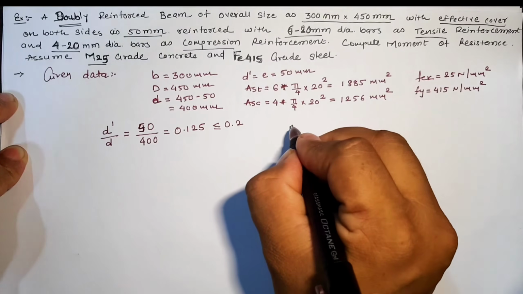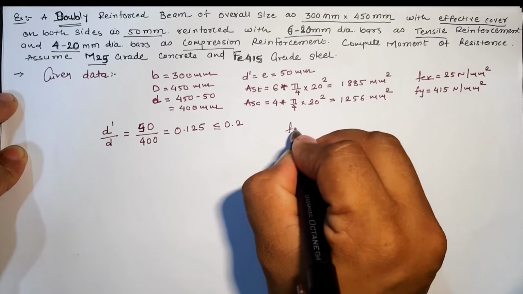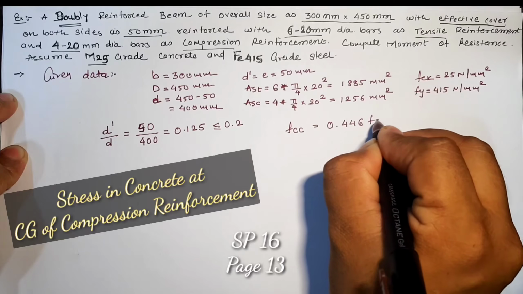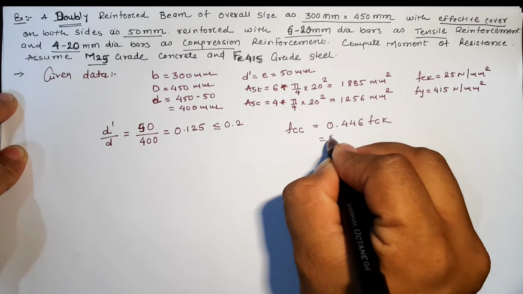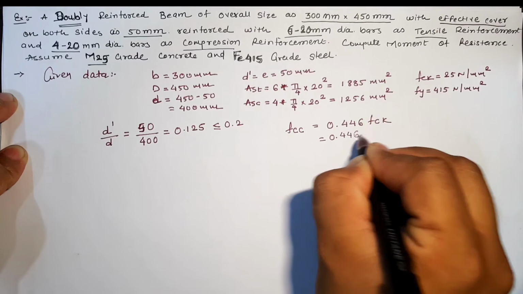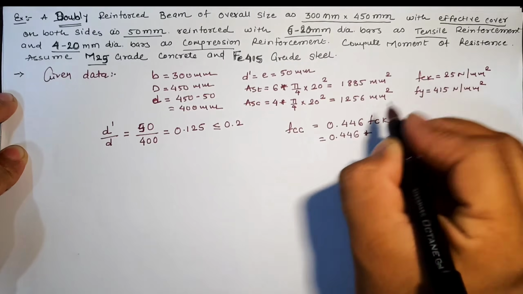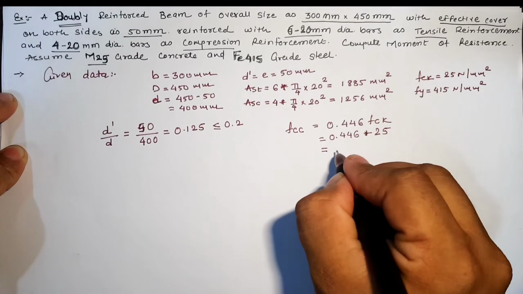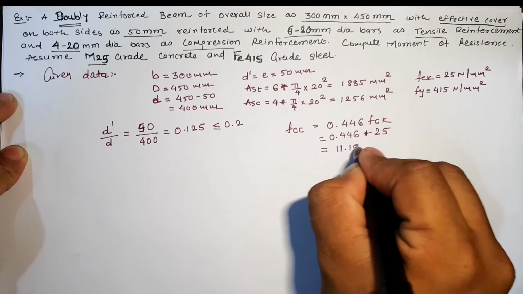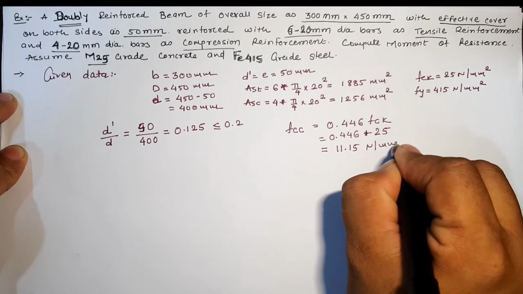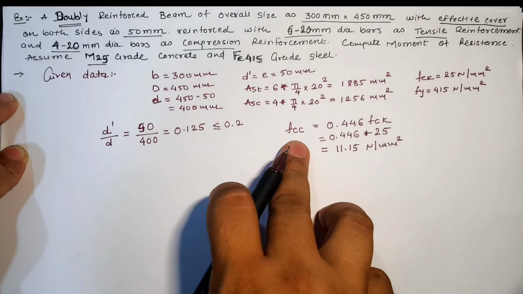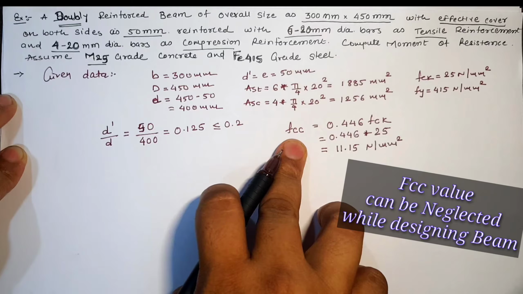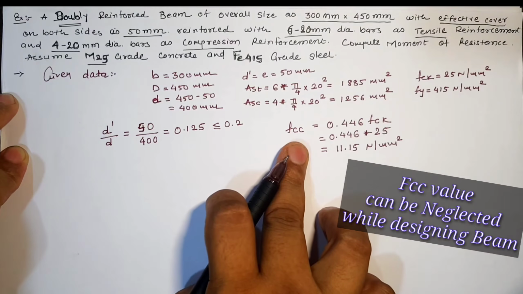0.2. It means that we can use fcc as 0.446 into fck, which is equal to 0.446 into fck as 25. Hence our fcc value is 11.15 Newton per mm square. And according to the Indian Standard code provision, we can neglect the fcc in the calculation of Ast.